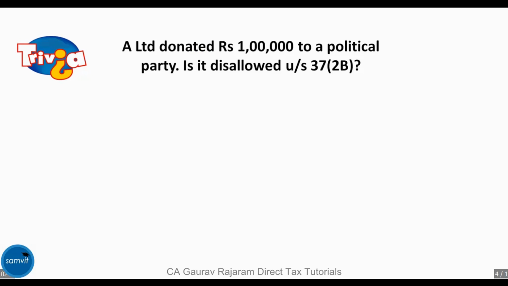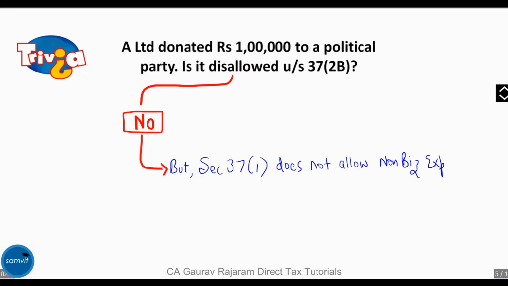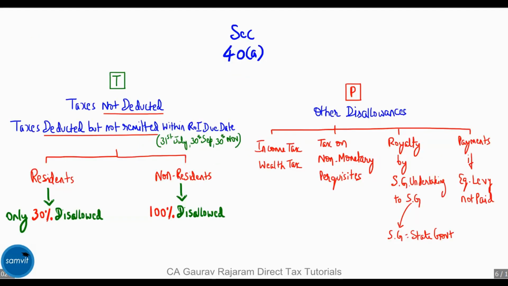Have a look at this question and try to answer it. No, it is not disallowed under Section 37(2B), but however, 37(1) itself does not allow this expenditure as it is a non-business expenditure. The next section is Section 40.